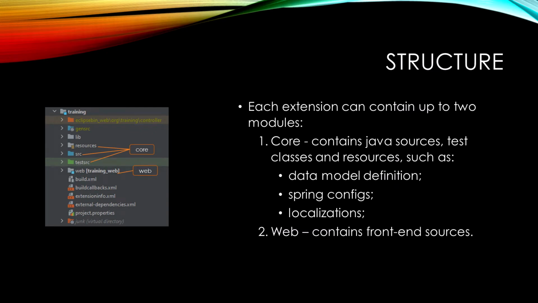An extension consists of two modules. First is the core module that contains Java sources, test classes and resources such as data model definition, Spring configs and localizations. The second one is the web module with front-end sources.